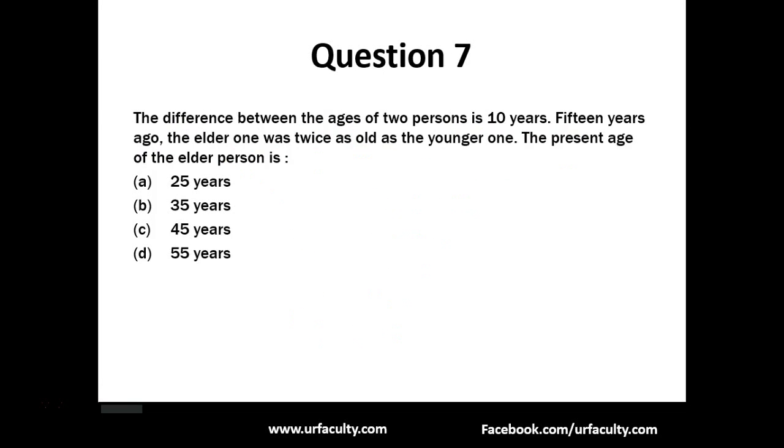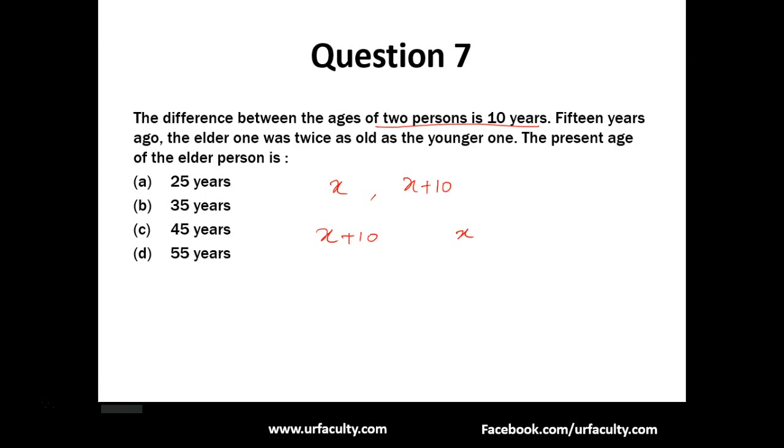Moving on. The difference between the ages of two persons is 10 years. 15 years ago, the elder one was twice as old as the younger one. The present age of the elder is, okay, the difference between the ages of two persons is 10 years. So if one is x, the other is x plus 10. The difference is 10, right? And 15 years ago, the elder was twice as old as the younger one. So what does this mean? 15 years ago, let's put the equations first. We have one side x plus 10, the other side x.